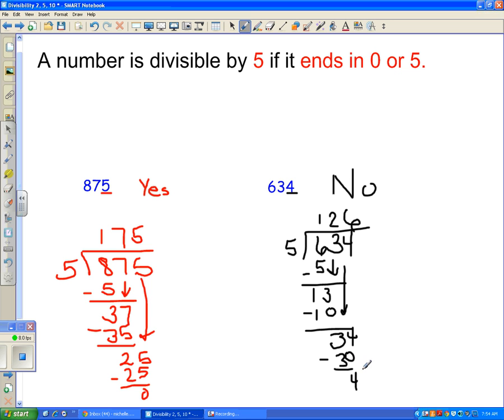There's nothing else to bring down, therefore this becomes a remainder. And again, if we have a remainder, that means that number is not divisible by the other number. So 634 is not divisible by 5, which is what we would expect given our rule. Again, the rule says that it's only divisible by 5 if it ends in a 0 or a 5.